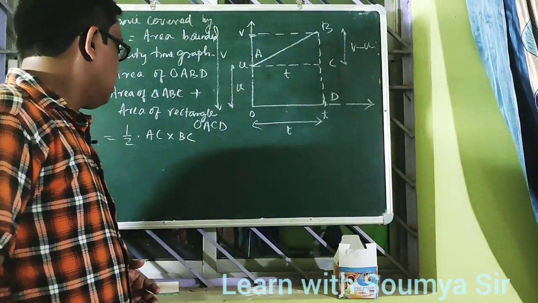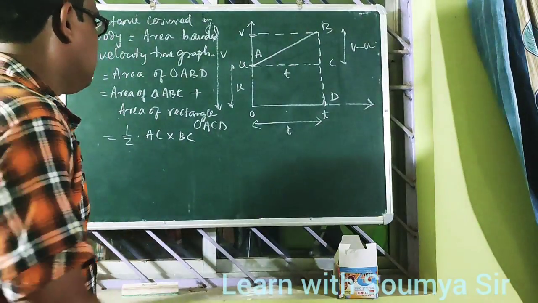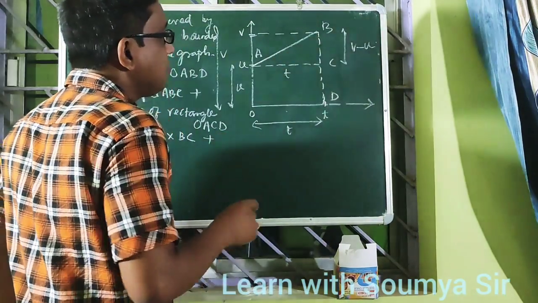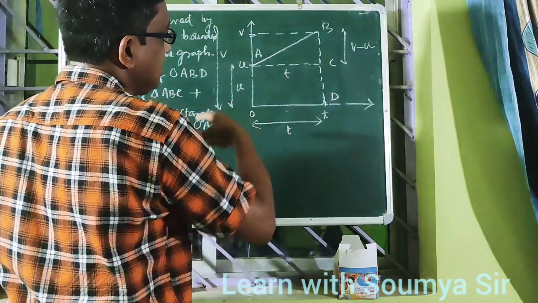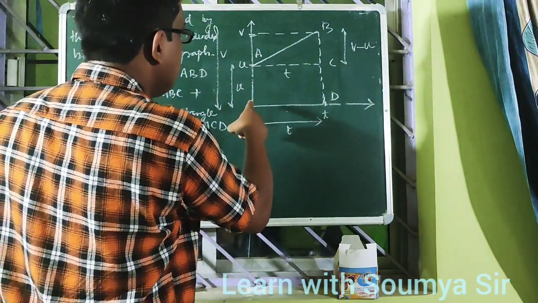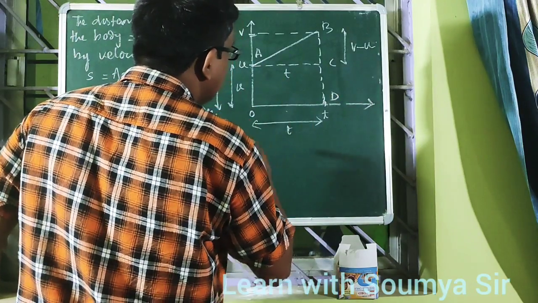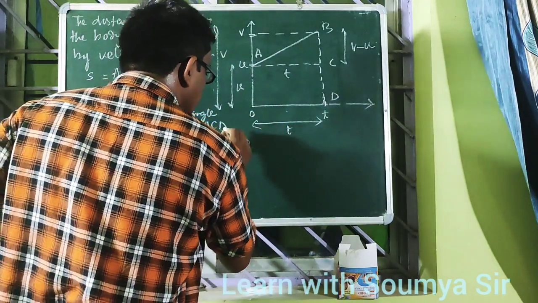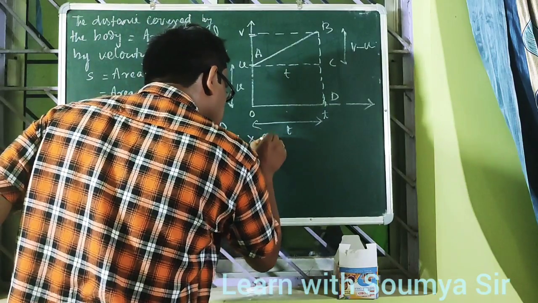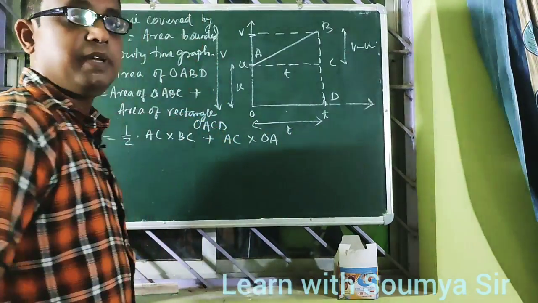Half into AC into BC. Now plus, what is the area of OACD? OACD is a rectangle, so the rectangle area will be length into breadth. That is AC into OA. Length into breadth.